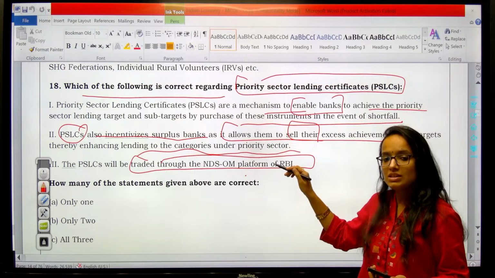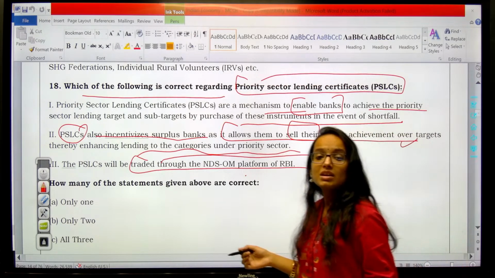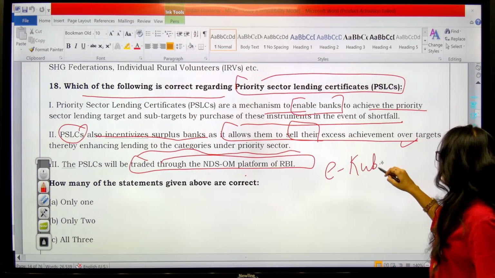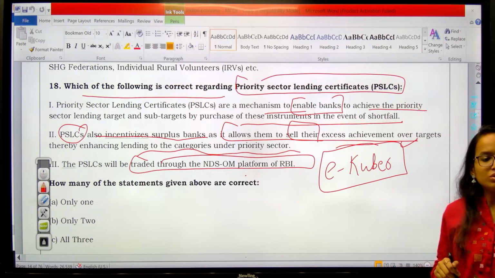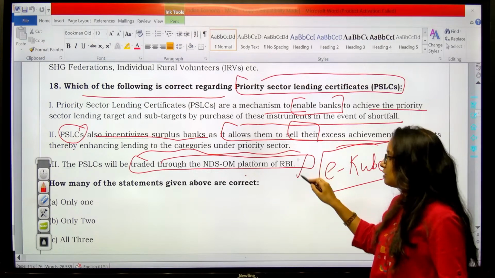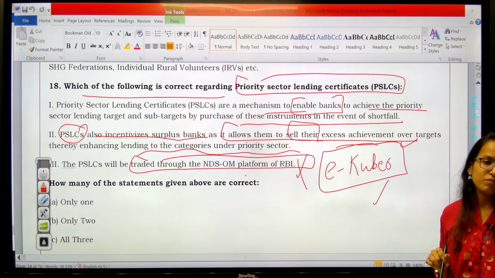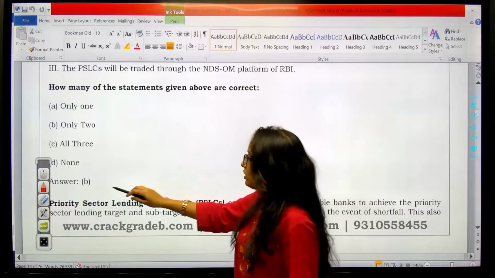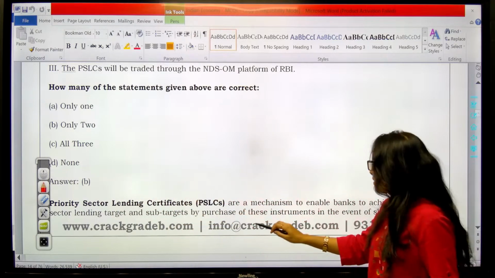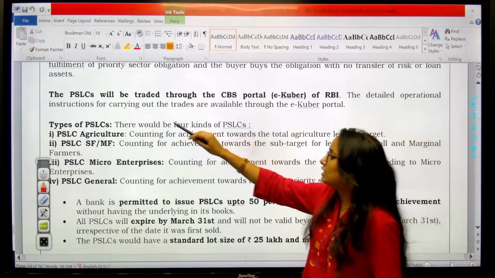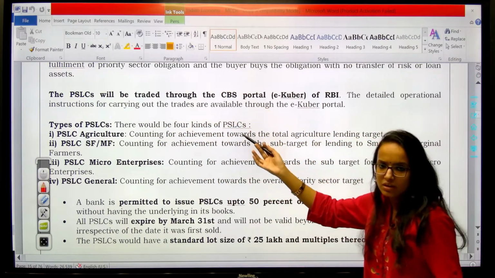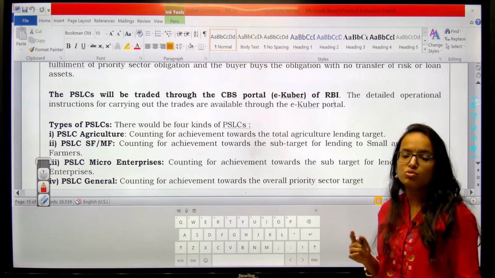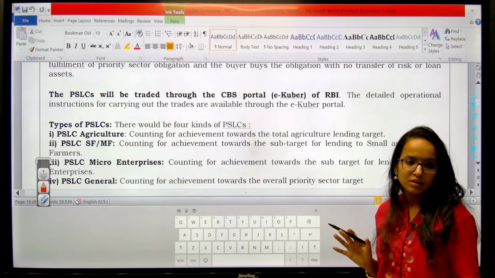Okay, this is traded on another platform of RBI, which is your eKuber. Okay, it is traded on eKuber. So this is traded on your eKuber platform, hence the third statement is wrong. These can be traded through the eKuber platform of your RBI. Okay, so first and second are correct. Answer should be B, only 2. Here is the answer, right? Now, as you can see here, these PSLCs will be traded through the CBS portal as we call it, eKuber. Okay, eKuber of RBI. So this is not the NDS-OM portal, this is the CBS portal, core banking solution. Okay, clear?